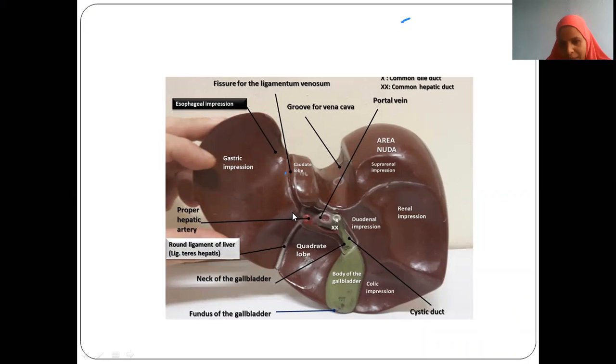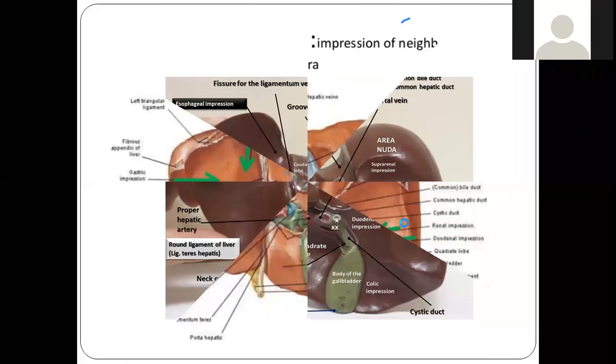I'll show you the next picture. After the stomach you will see the duodenum coming up. So this is duodenal impression. This is the right lobe of liver. That's why right kidney. So right renal impression, right suprarenal impression, right colic flexure will be here. That is the colic impression. Like this you have certain arbitrary impressions.